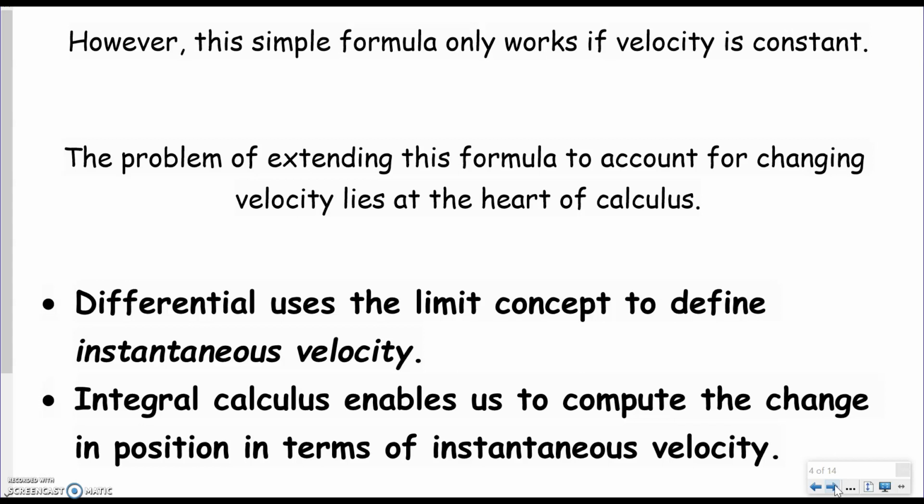So the problem of extending this formula to account for changing velocity lies at the heart of calculus. There's two different types of calculus. Differential calculus uses the limit concept to define instantaneous velocity, and integral calculus enables us to compute the change in position in terms of instantaneous velocity. So just a little background information there. You're going to see some information in the what is calculus video as well.